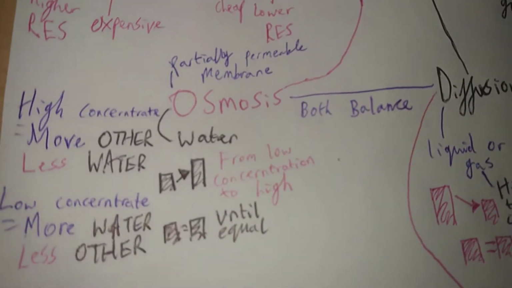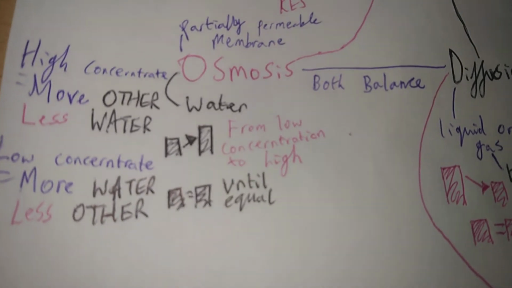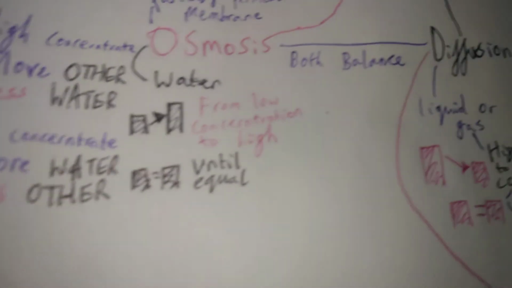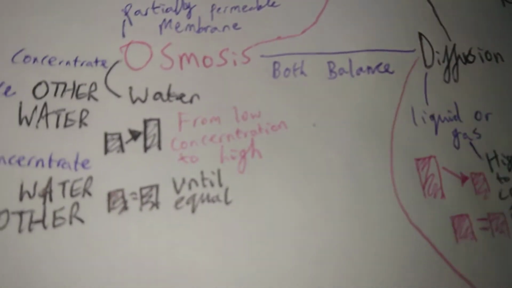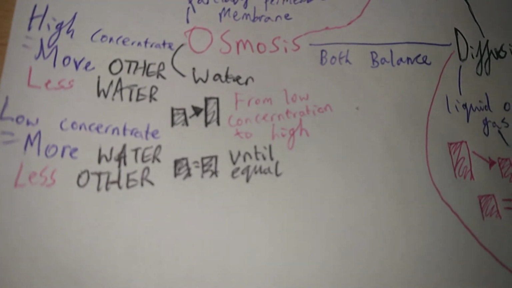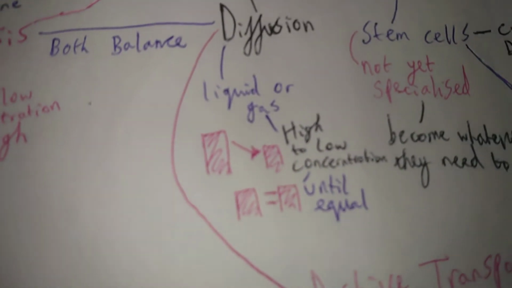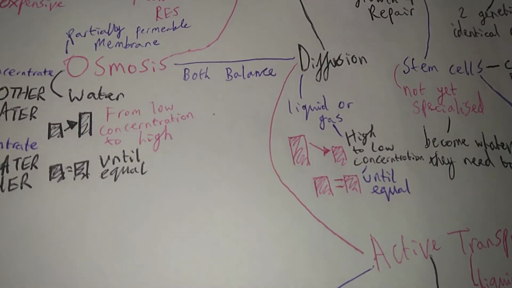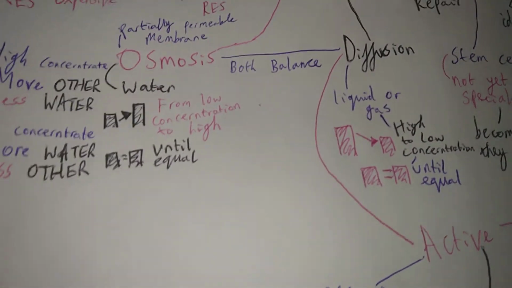And that's the exact same way that osmosis works. It actually moves the water until it's equal. So it's a similar thing, except this involves the movement of water from a low concentration to a high concentration, and this is moving everything else from high to low. It has the exact same outcome. It's just the products which change.